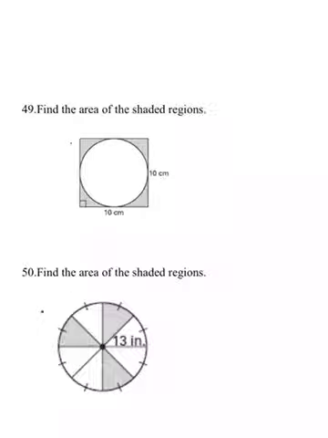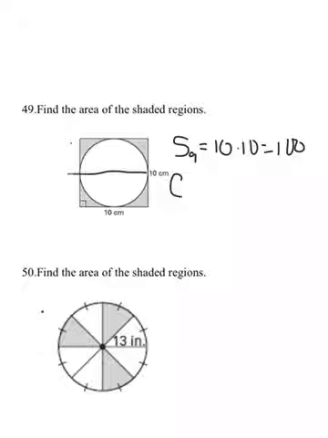Find the area of the shaded region. So we're going to find the area of the square first, which is a simple 10 times 10. And then we've got to find the area of the circle. So if it's 10 across the bottom, it's 10 across the middle, which makes that a diameter, which makes a radius 5.